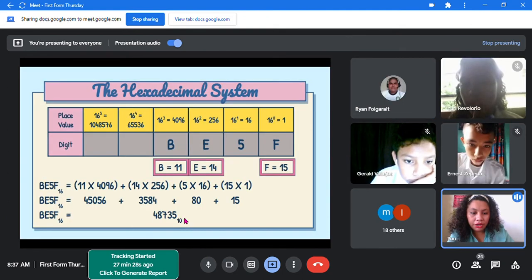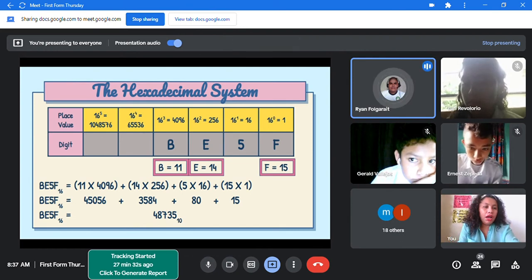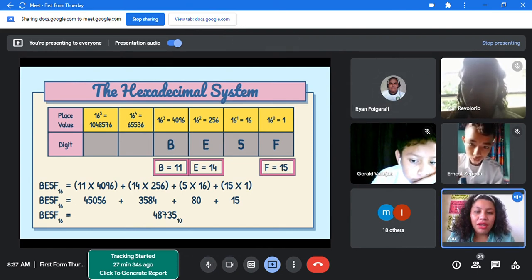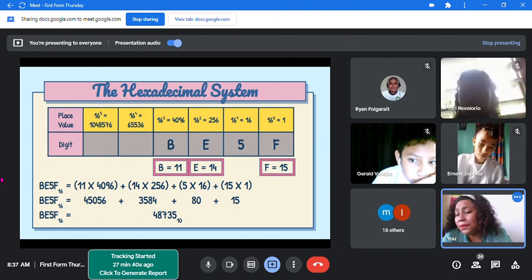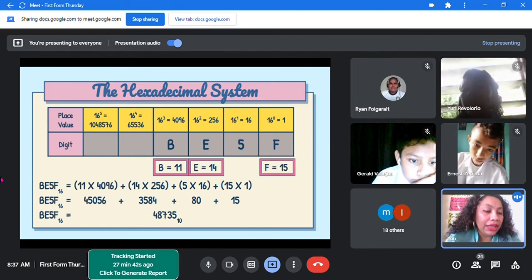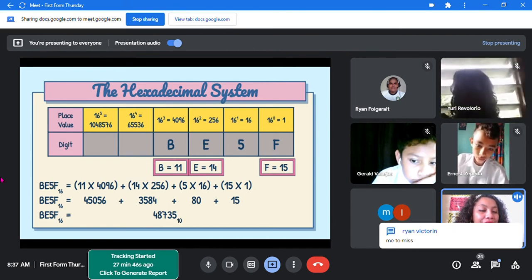You can't hear me well? Almost. Have to talk louder. Okay, so as I was saying, the B stands for an 11, the E stands for a 14, and the F stands for 15.